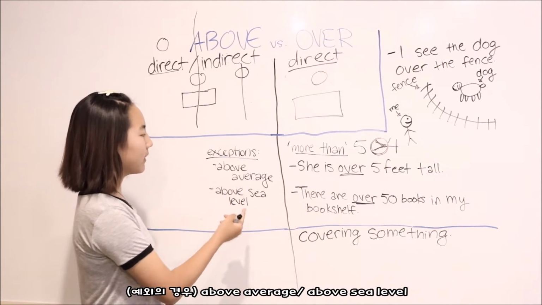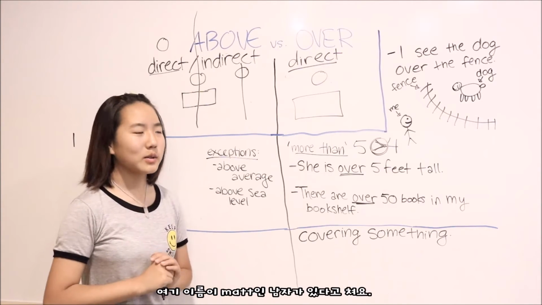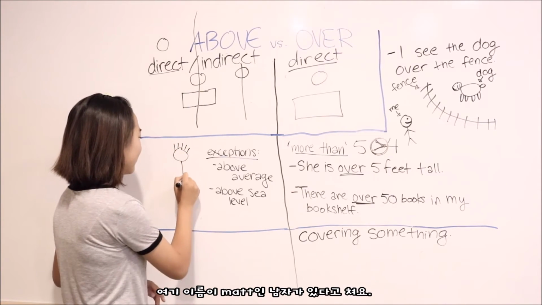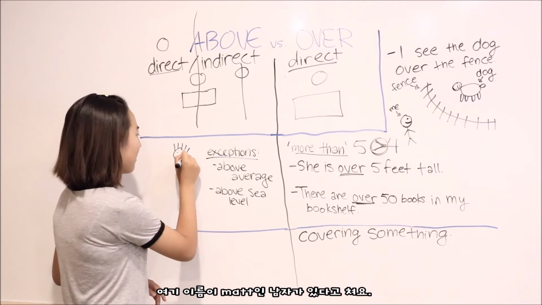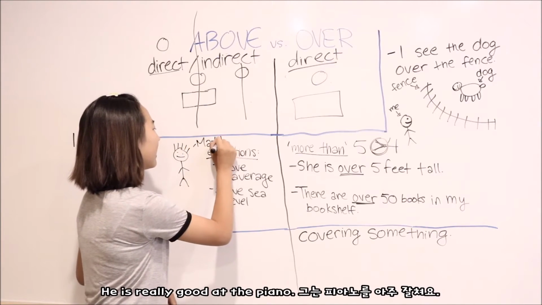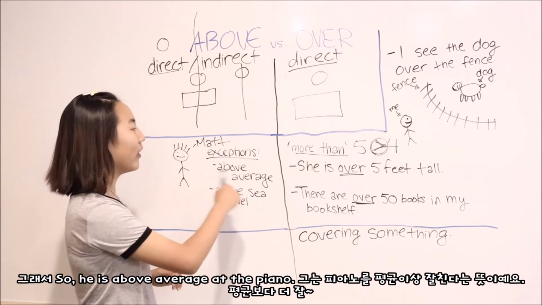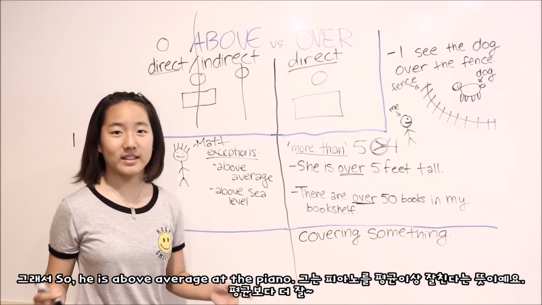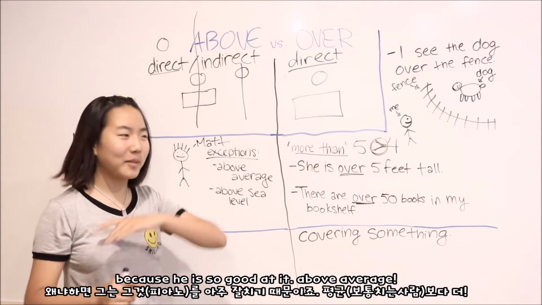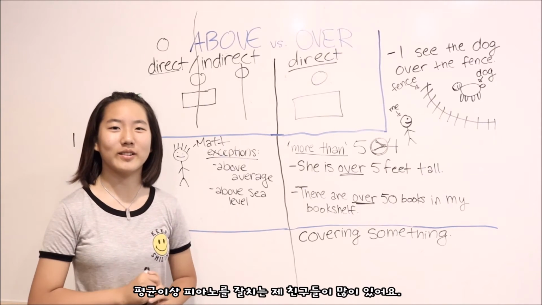Above average and above sea level. Above average means above normal. So let's pretend we have a boy named Matt. Let's call him Matt. And he is really good at the piano. So he is above average at the piano, and that's what it means. Above normal, because he is so good at it. Above average. I have a lot of friends who are above average at the piano.